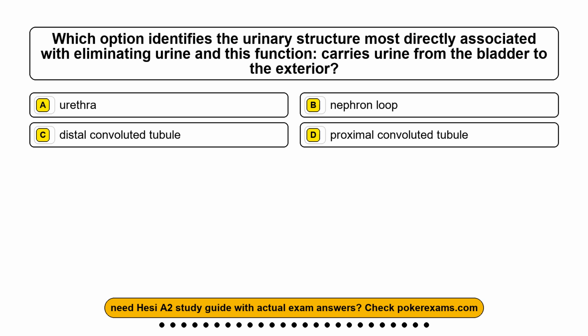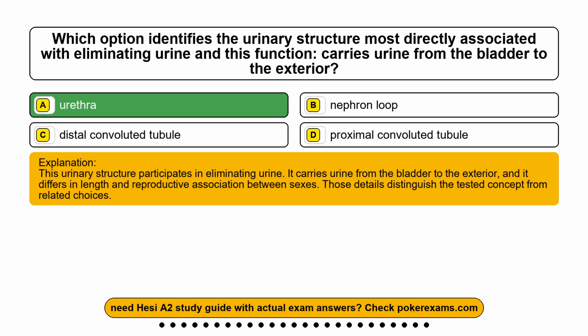Question 19. Which option identifies the urinary structure most directly associated with eliminating urine and this function carries urine from the bladder to the exterior? Option A, urethra. Option B, nephron loop. Option C, distal convoluted tubule. Option D, proximal convoluted tubule. The correct answer is option A, urethra. This urinary structure participates in eliminating urine. It carries urine from the bladder to the exterior, and it differs in length and reproductive association between sexes. Those details distinguish the tested concept from related choices.